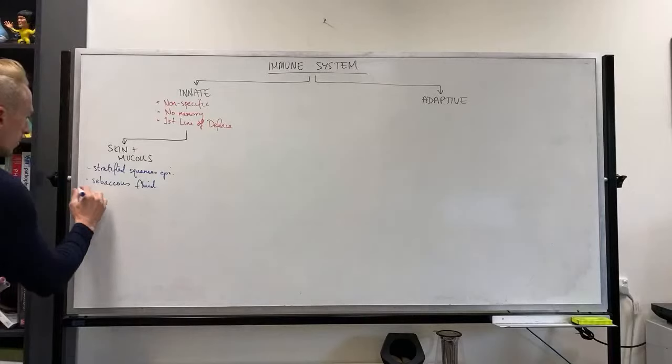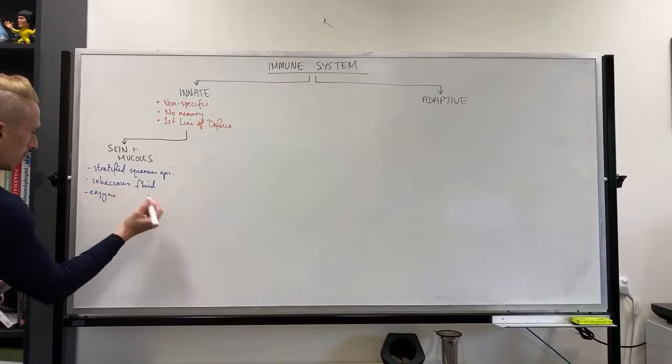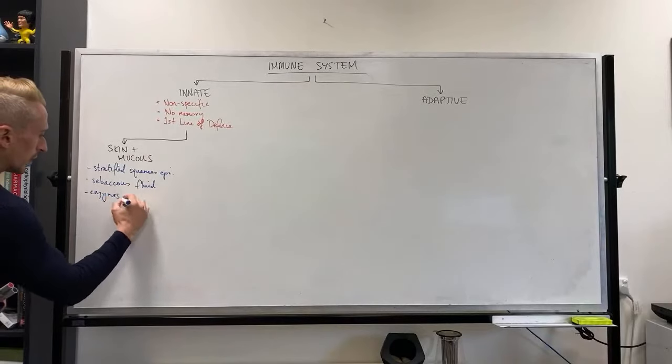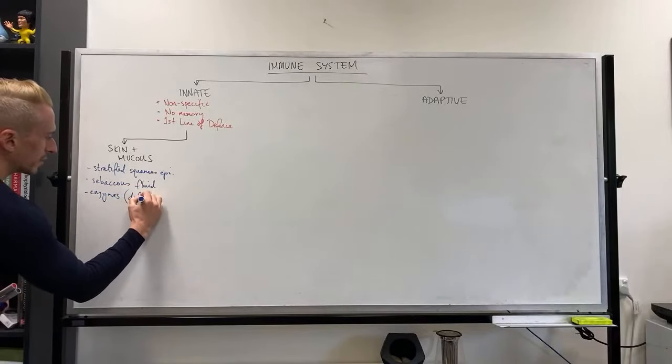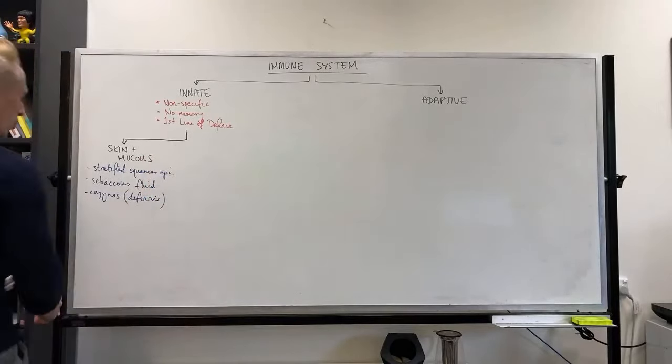We also have enzymes, so let's write that down, enzymes on our skin and in our mucus. And these enzymes include things like defensins, which sounds like exactly what it does. It defends us. They break down bacterial walls.